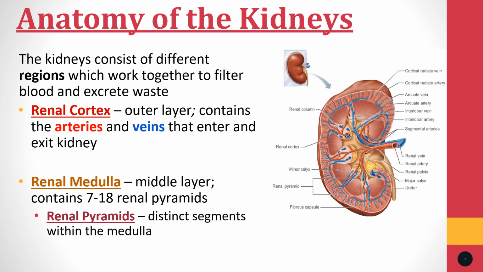So let's talk a little bit about the anatomy of the kidneys. The kidneys are going to consist of different regions, which are going to work together to filter the blood and then excrete that waste. So first we'll talk about the renal cortex. The renal cortex is going to be the outer layer, and we looked at this in lab last week. This is going to contain the arteries and the veins that are going to enter and exit the kidney. So this is what's actually carrying the blood into the kidney.